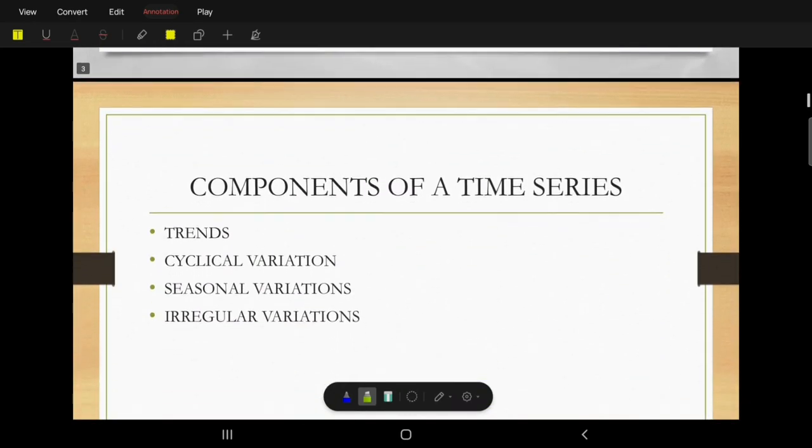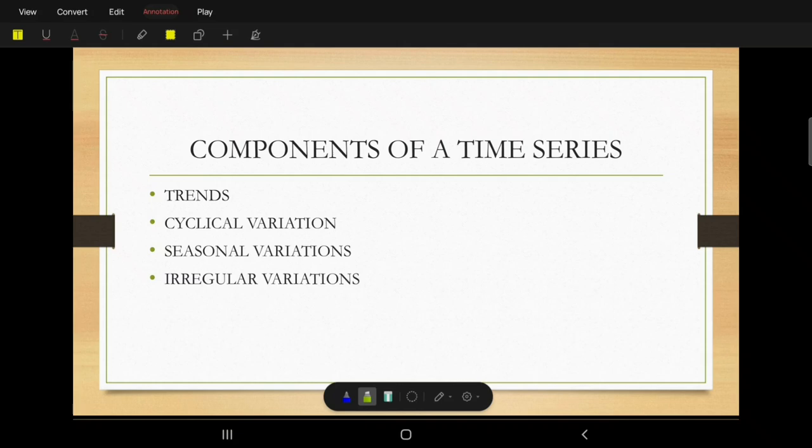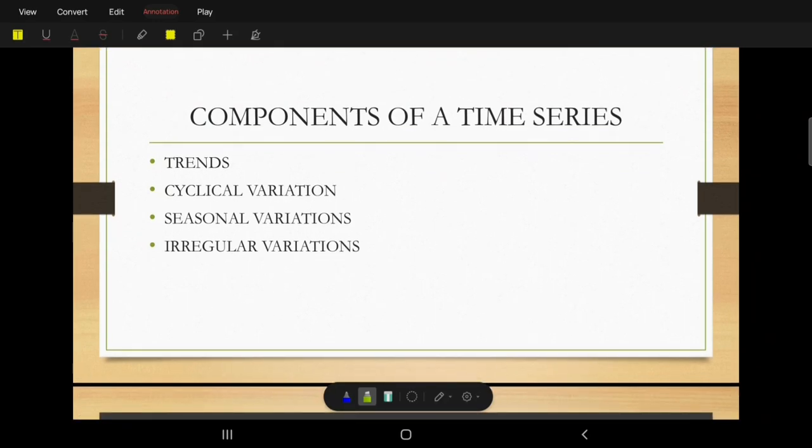So we have 4 components of a time series. Time series can be visualized using graphical plots, which we call time series plots. The plots will show you the ups and downs depending on the variable over time. So these 4 components will affect the ups and downs. Apa dia yang bagi kesan pada time series ni? That means trends, cyclical variations, seasonal variation and irregular variations. Ini yang akan affect you.